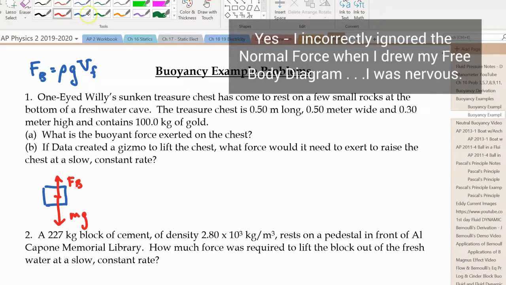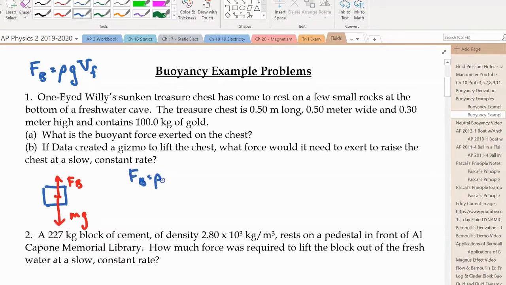So, what is the buoyant force? I think that's pretty easy. Density of the fluid times gravity times the volume of the fluid displaced. Since it's fresh water, we've got 1,000 kilograms per meter cubed. Gravity is 9.8. And to find the volume, that's pretty easy: 0.5 times 0.5 times 0.3.